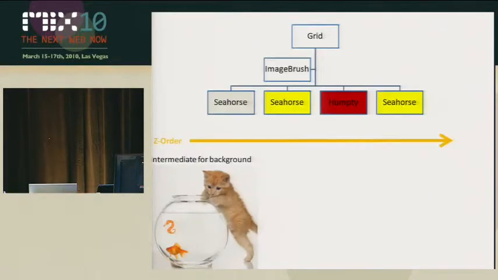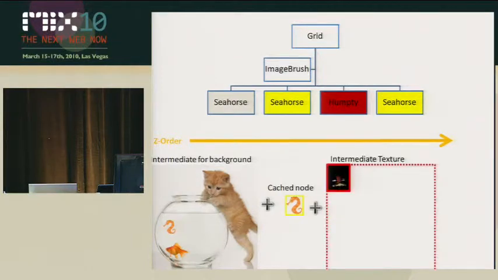What happens here is that we're going to create the same intermediate for the background. We're going to create the cache node for the moving seahorse. We're going to create another intermediate for the item that is not cached. It's shrunk to the texture. This is unlike Silverlight Desktop, which would create you a large texture. We shrink this texture to the size, but we also have this fourth cache node.